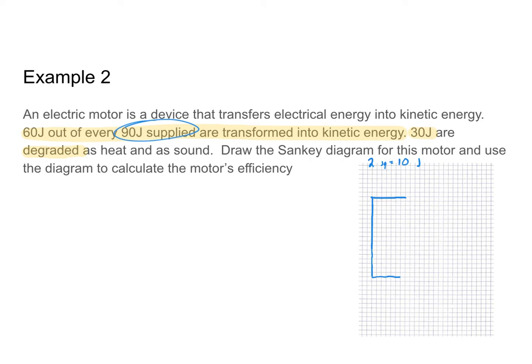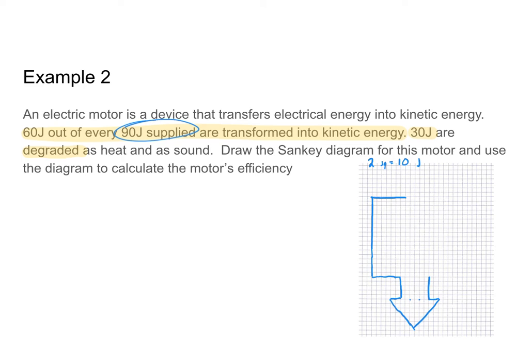So I know that 30 joules are degraded as heat. So let's go ahead and do that on the bottom. 10, 20, 30 joules are degraded as heat. Let me represent that slightly better. So let's draw an arrow this way, and we know that we have 10, 20, 30 joules being degraded as heat. So I'll draw that arrow down here.